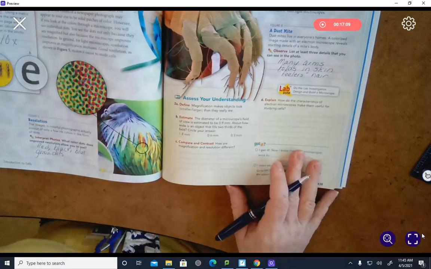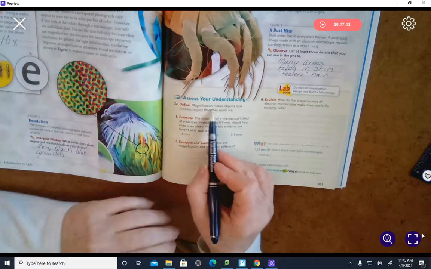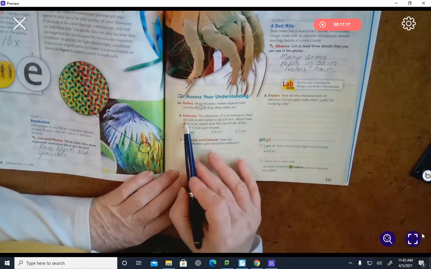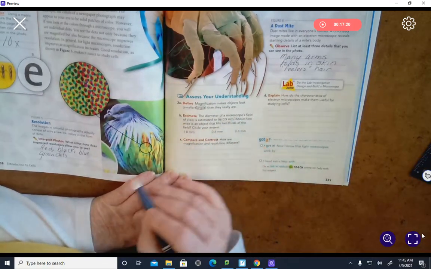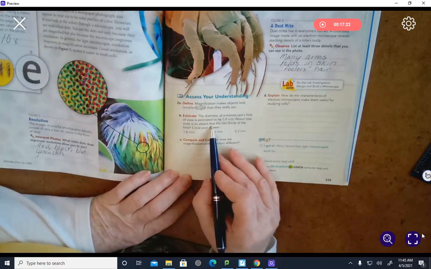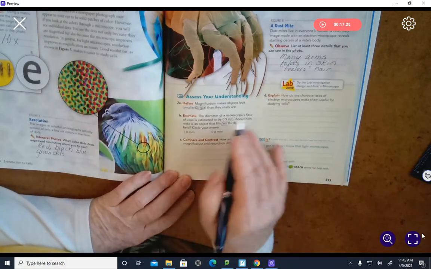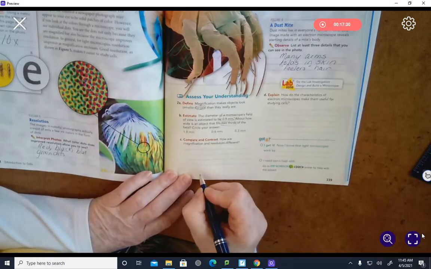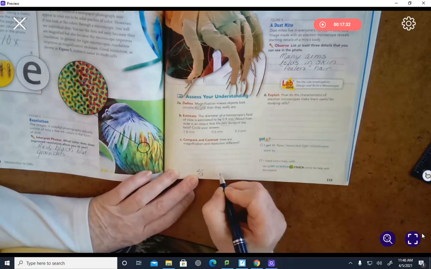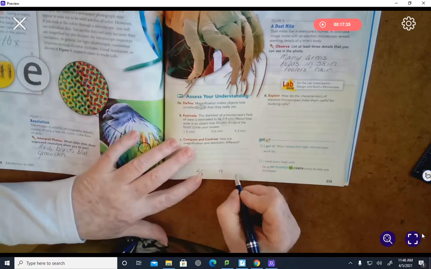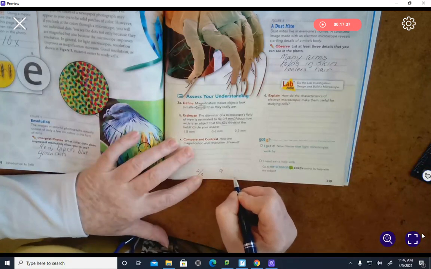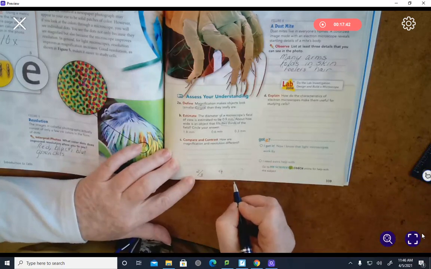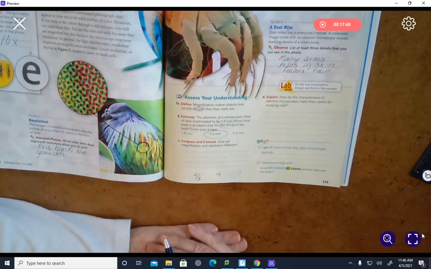So getting these answers here, magnification makes things look larger. The diameter of a microscope's field of view is estimated to be about 9 dots. About how wide is the object that fills 2/3 of the field? Circle your answer. I'm going to take these numbers, 2/3 and the number 9. I'm going to think of the number 9, 1, 2, 3, 4, 5, 6, 7, 8, 9, and take 2/3 of them, and that comes out to 6 dots. So I'm going to think that's my right answer, and it is.